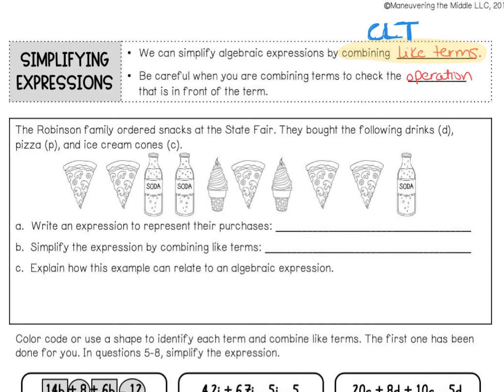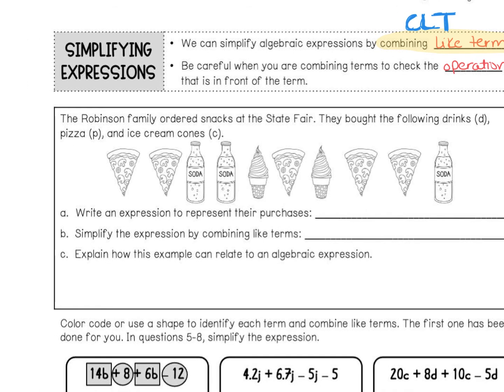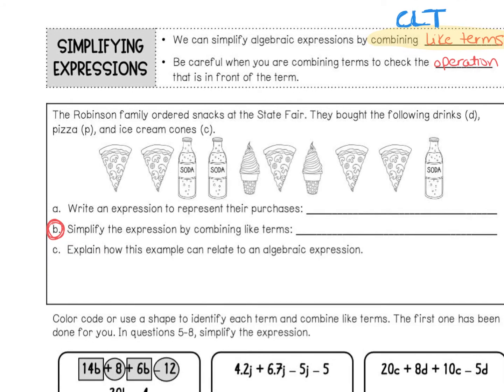All right, so we're going to look at this example here. We're only going to do part B. We're going to skip a few steps and just do part B. It says the Robinson family ordered snacks at the state fair. They bought the following drinks, and we're going to use what variable? D. They also bought pizza, what variable? P. And ice cream cones, what variable? C. So we have pictures of what they bought down below.